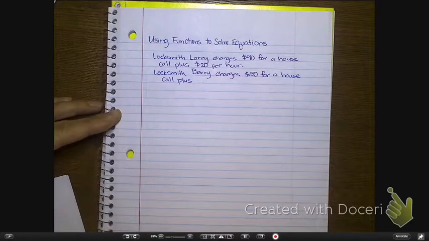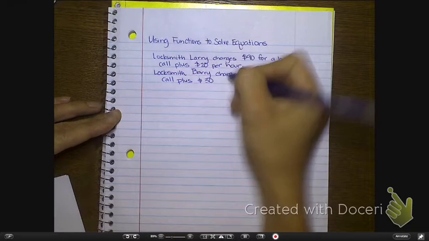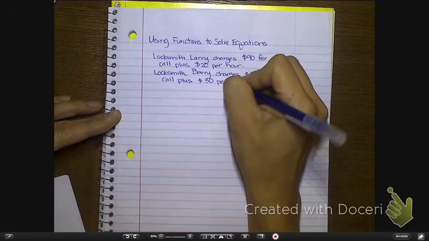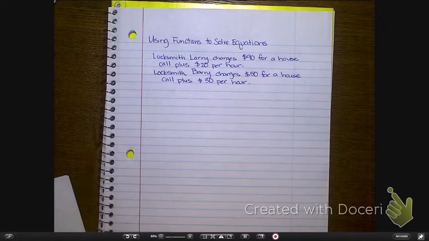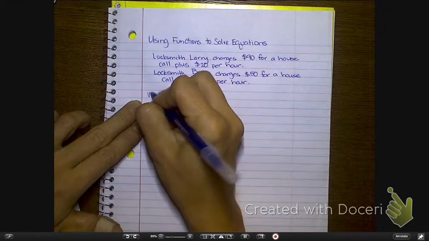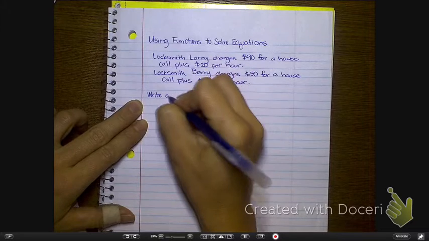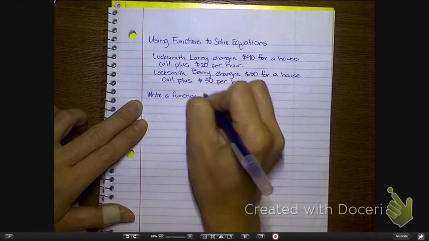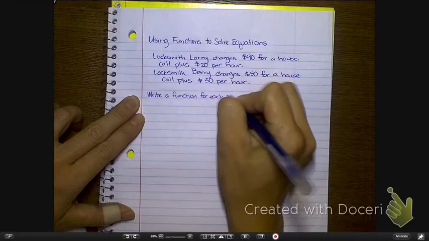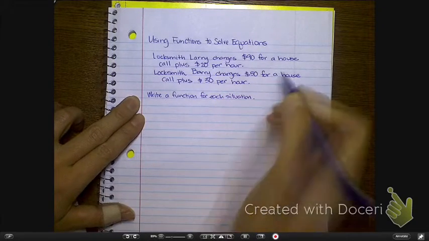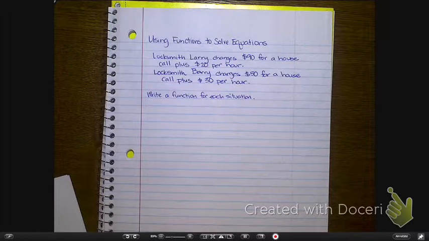All right, so we have this situation about two different locksmiths. We've got locksmith Larry and locksmith Barry. Locksmith Larry charges $90 for a house call plus $20 per hour. Locksmith Barry charges $50 for a house call plus $30 per hour. So the first thing we're going to do is write a function for each situation that we have.